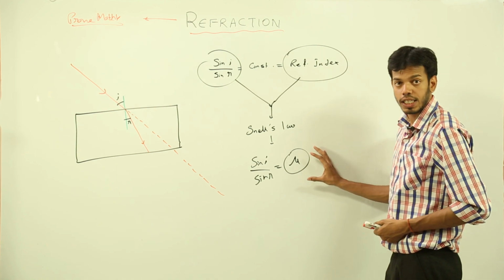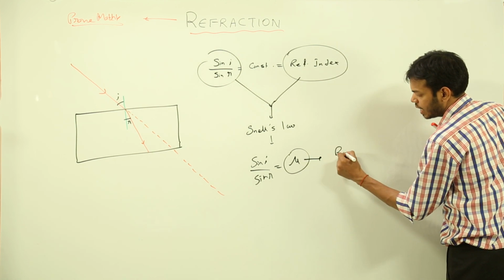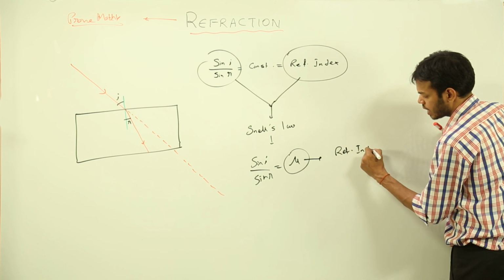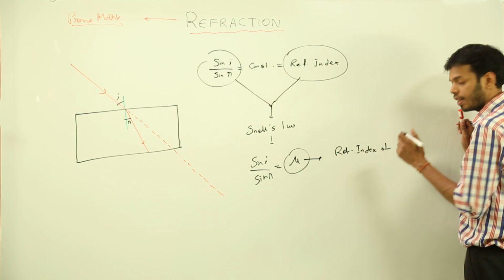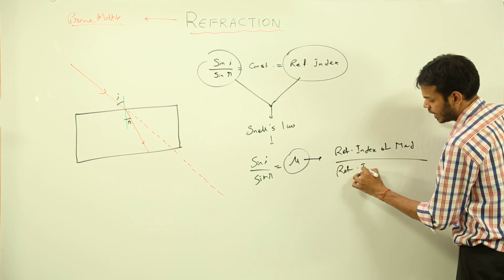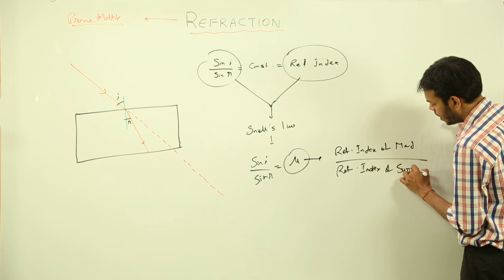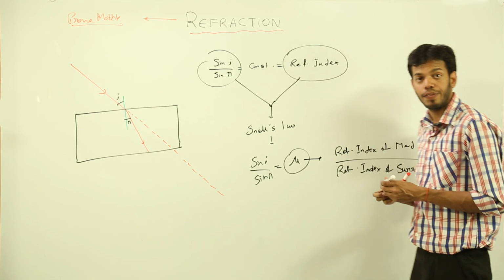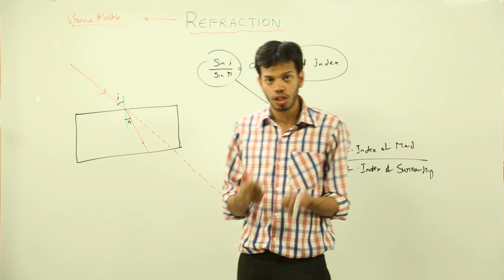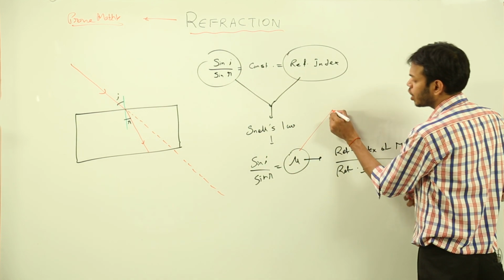Refractive index is always given by this: the refractive index of the medium over the refractive index of the surrounding. This is the proper definition of refractive index, though we have a few more definitions. I'm giving you another definition of refractive index.